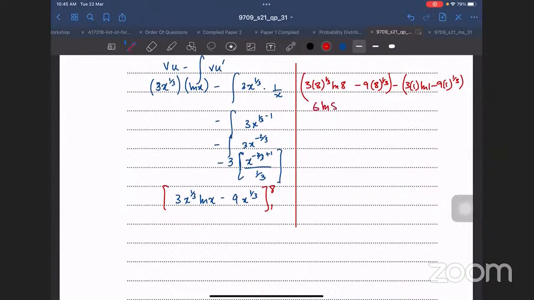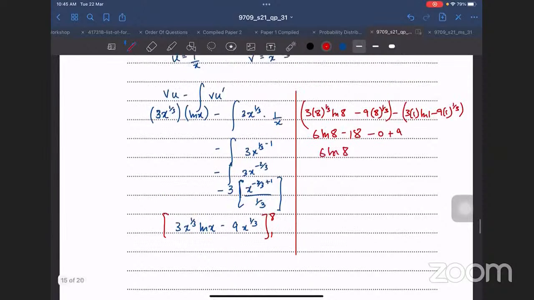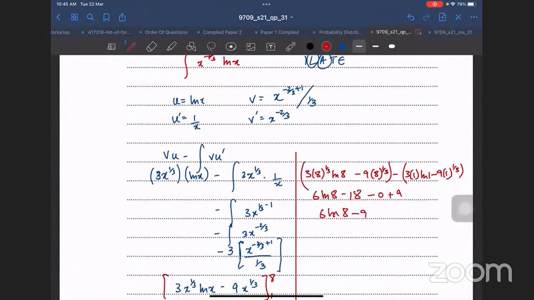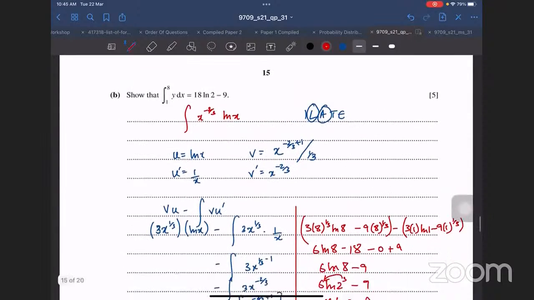I get 6 ln 8 minus 18 minus 0 plus 9. 6 ln 8 minus 9. ln 8 can be written as 2 cubed, so 3 comes down: 18 ln 2 minus 9. That's what I wanted.